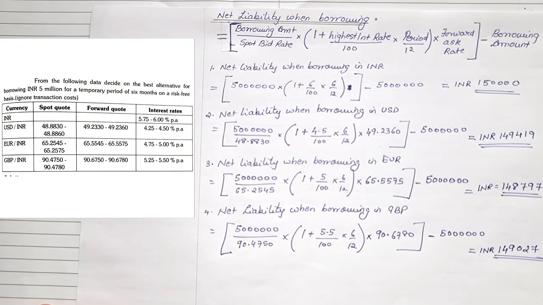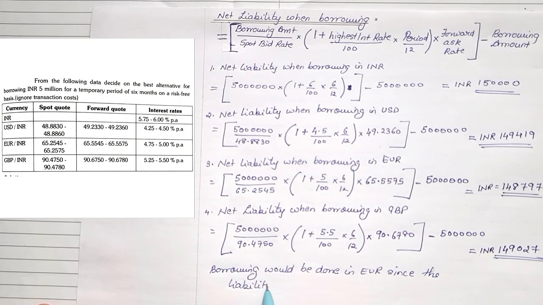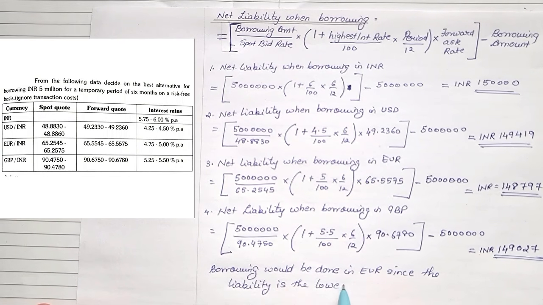So looking at this, we have 1,50,000, 149, 148, 149. 148 is the lowest liability. So your final answer will be borrowing would be done in euro since the liability is the lowest.